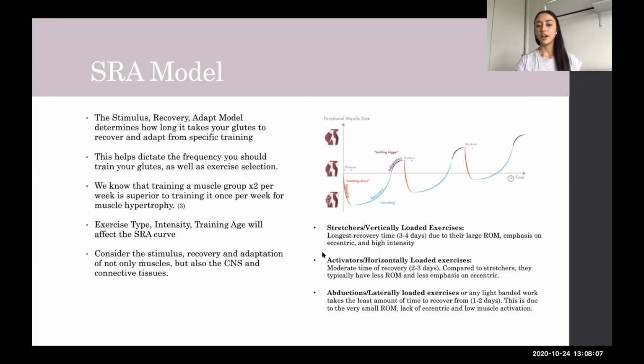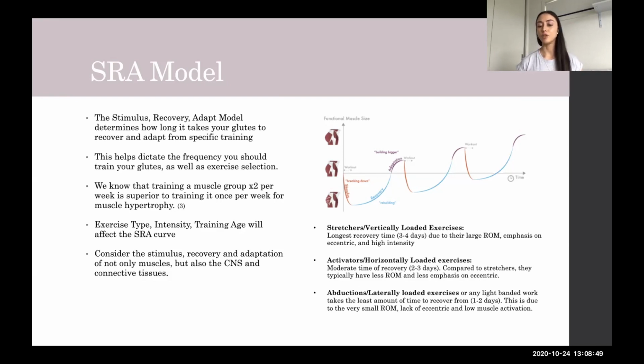And then looking at activators and horizontally loaded exercises. So these have a more moderate time of recovery, usually 2 to 3 days. And compared to stretches, they typically have less range of motion. There's less emphasis on that eccentric phase. So you're more so loading the glutes in that contracted position. So unless you actively think about controlling the eccentric, which is great to do, they definitely don't compare to the stretches or vertically loaded exercises. So you'll be able to do them a few more times a week than the stretches and vertically loaded exercises.